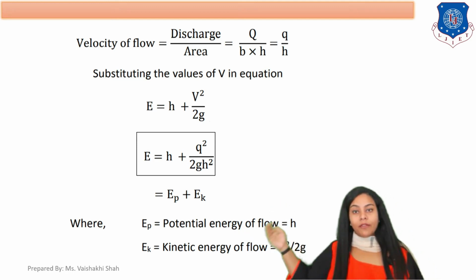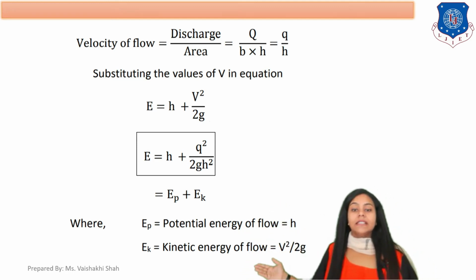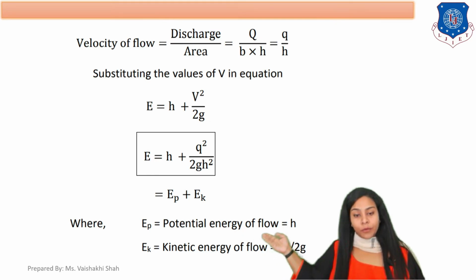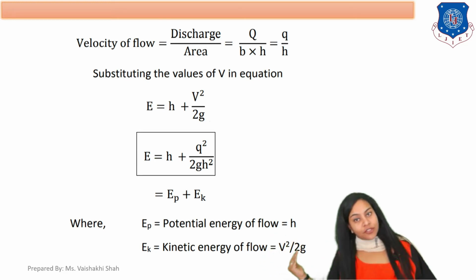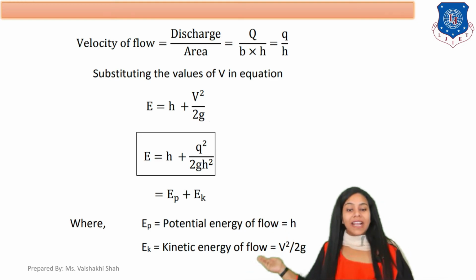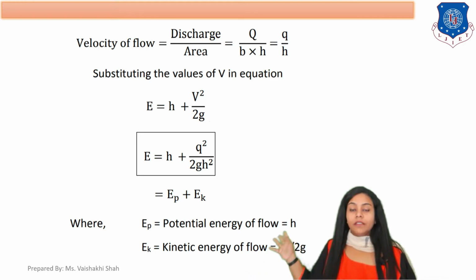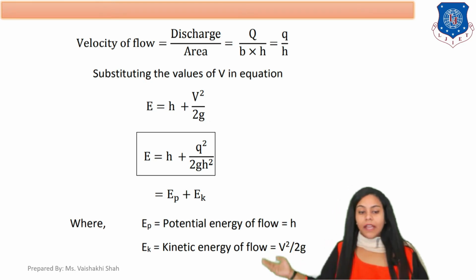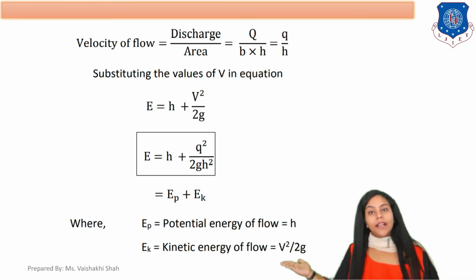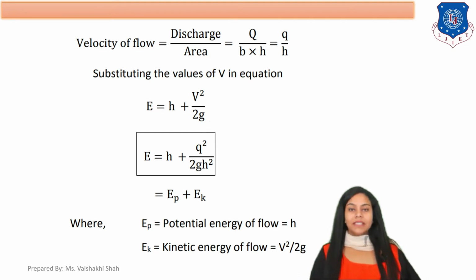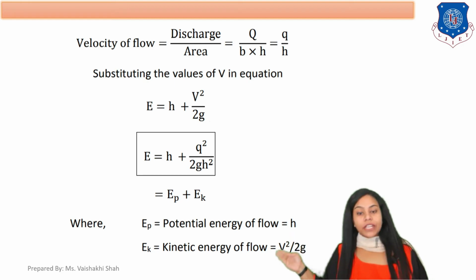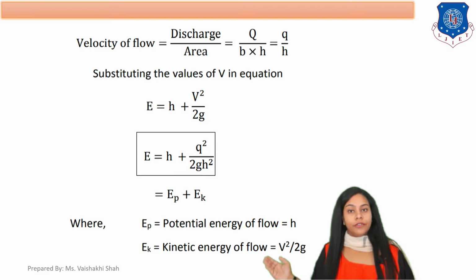Now what is EP and what is EK? EP is the potential energy of the flow, which is also indicated as h, and EK is the kinetic energy of the flow, which is also indicated as V square by 2g. So your total energy E equals EP plus EK, where EP is the potential energy of flow and EK is the kinetic energy of the flow.